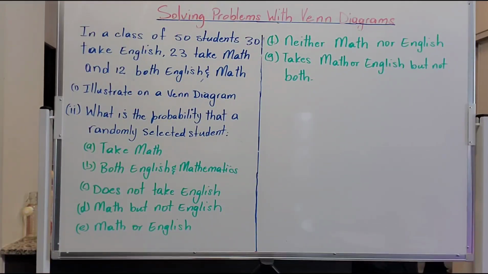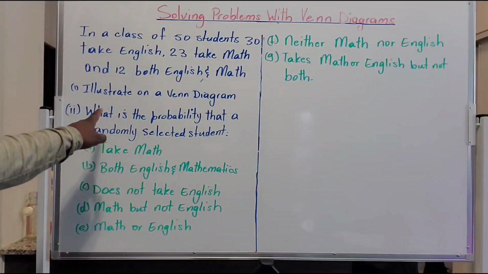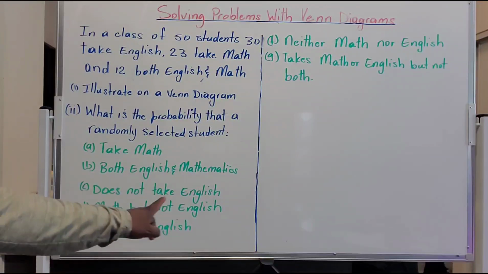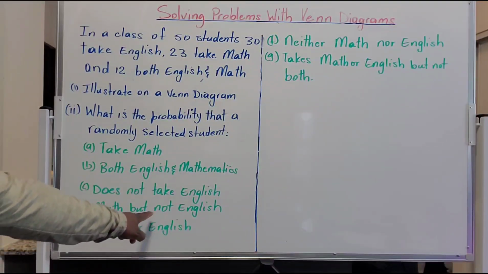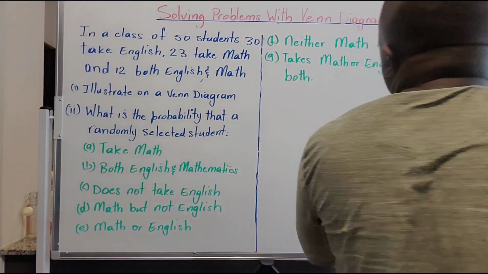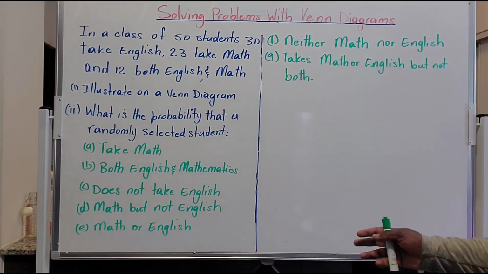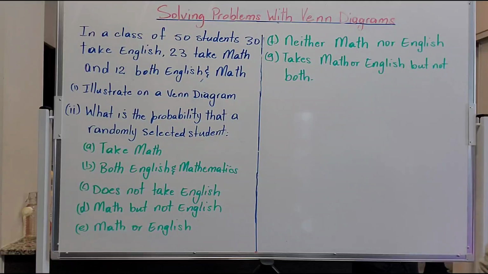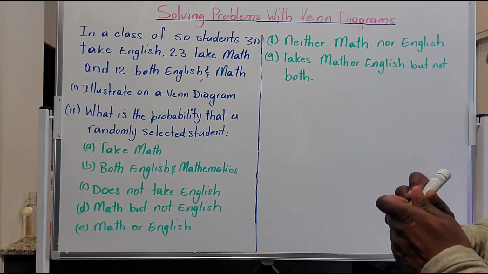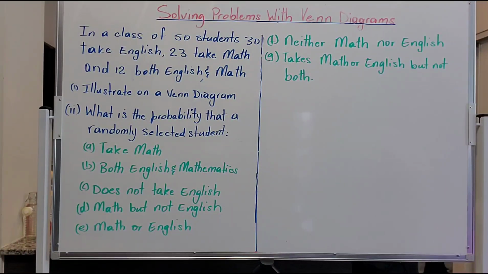Now the information wants us to illustrate on the Venn diagram. Then it wants us to find, says, what is the probability that a randomly selected student takes math, both math and English, does not take English, math but not English, math or English, neither math nor English, takes math or English but not both. So first of all, guys, we need to illustrate this bit of information using a Venn diagram.